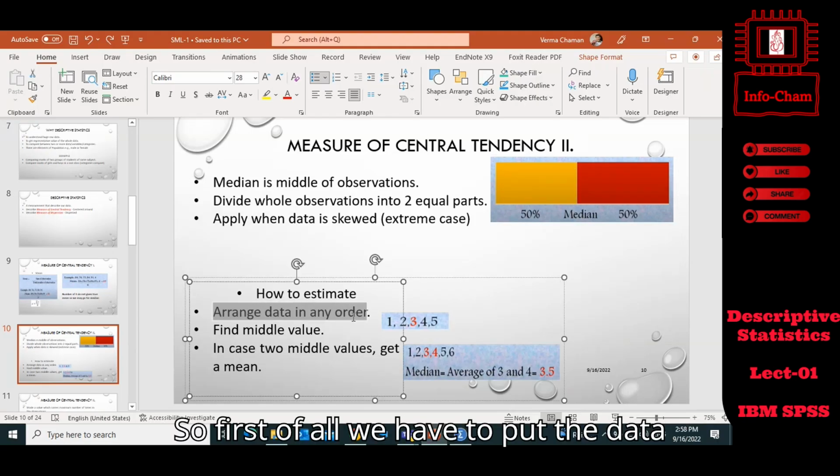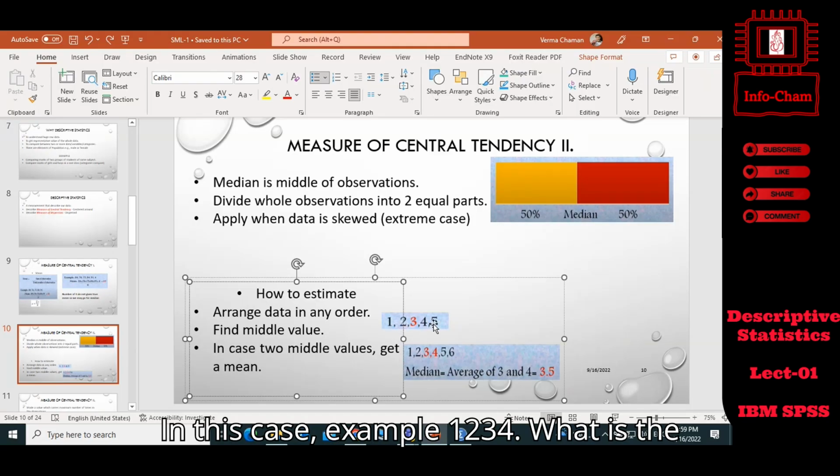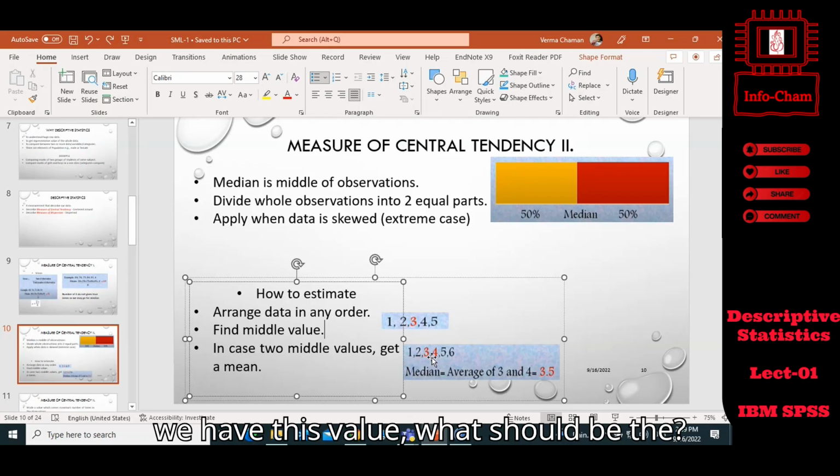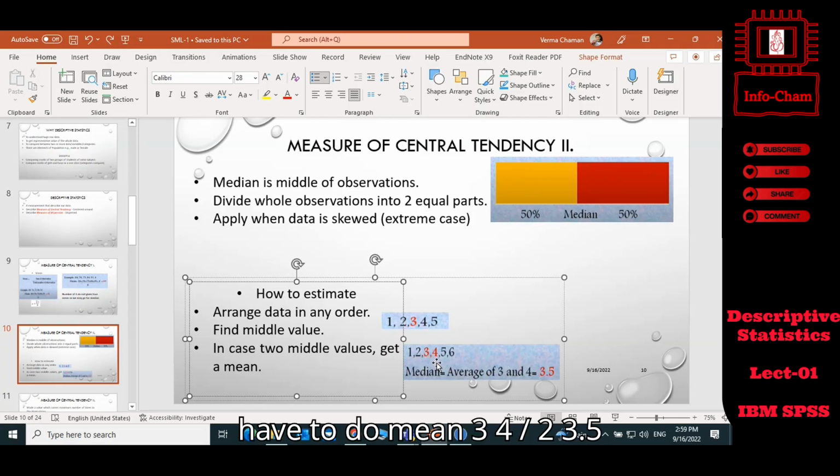First of all, we have to put the data in ascending order, 1, 2, 3, 4, if you want to calculate the median. Then get the median value. In case you have two middle values, you again apply the mean. In this example, 1, 2, 3, 4, what is the median? We have two middle values, 3 and 4. You should not take either one alone; in that case, you have to take the mean: 3 plus 4 divided by 2, 3.5, like that.